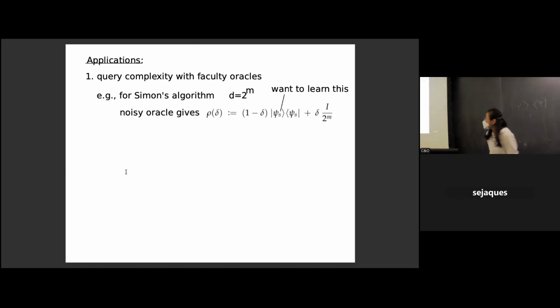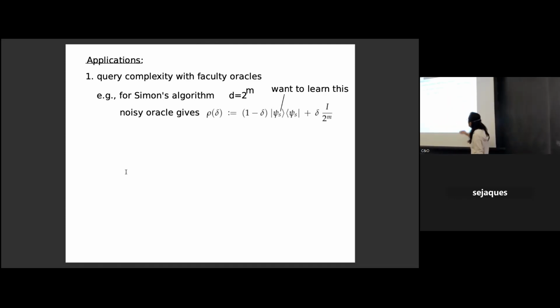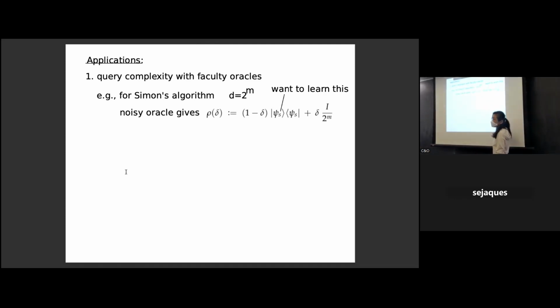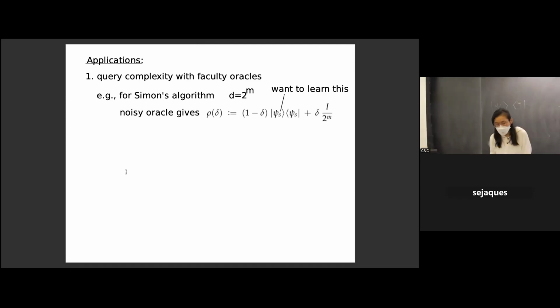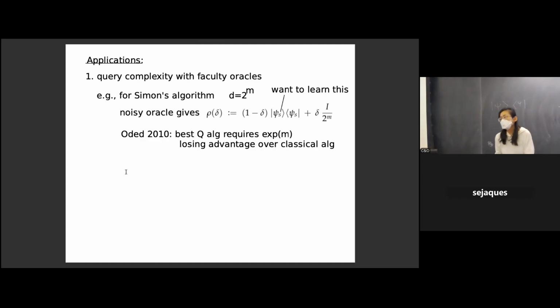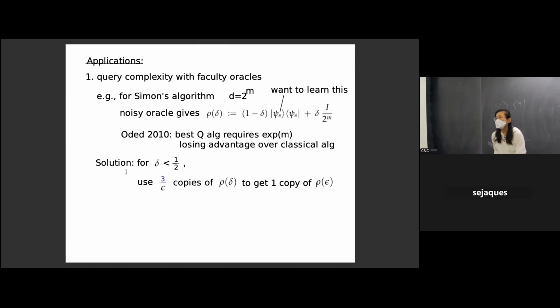And Odette asked this question: what if my state has some noise now? It has this I over 2 to the n noise. Will I still have the same quantum advantage, or will I lose most of the quantum advantage? At the time, he thought we would lose the quantum advantage. He tried a few methods to overcome that noise. Andrew's idea is to purify the state first, and then perform the original Simon's algorithm on the less noisy state and hope for the best.